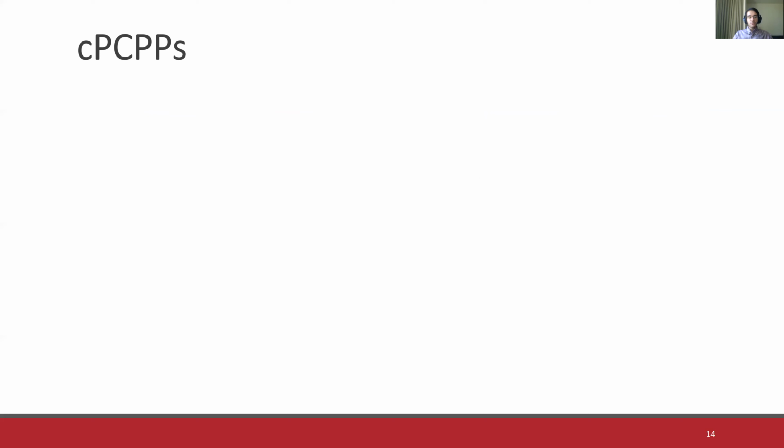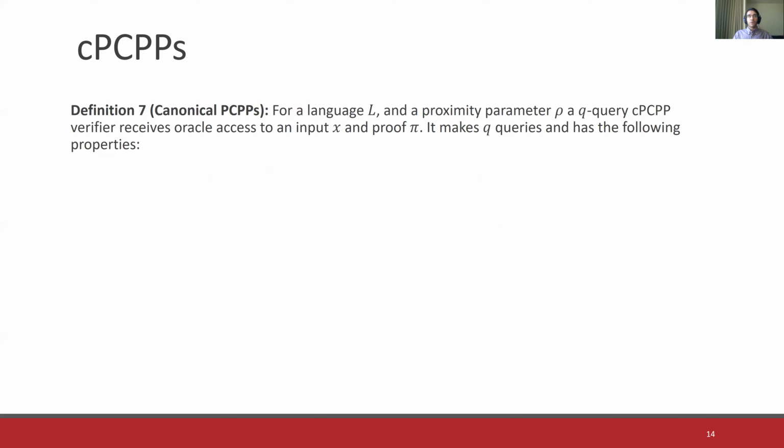But because we want to get unique code words for each message, we need a stronger notion here, and we are going to use the notion of canonical PCPPs. The definition is very close to regular PCPPs with the following differences. Here, we assume that for all x's that are in the language, there exists a unique proof pi such that the verifier accepts given the input x and the unique proof pi with probability 1.